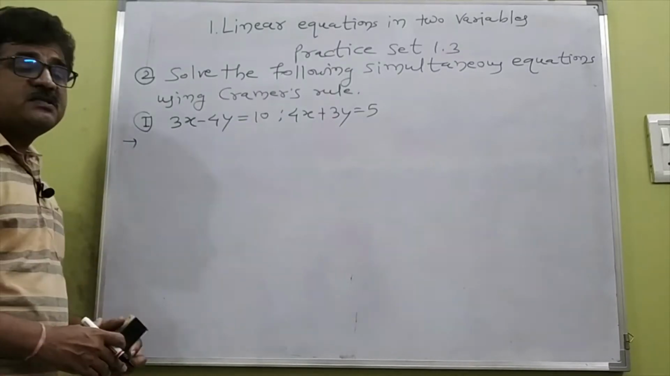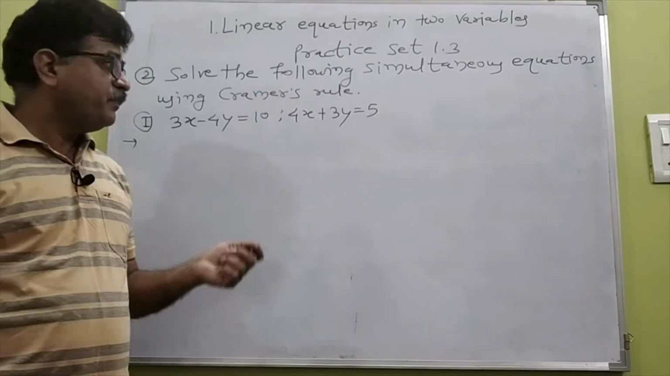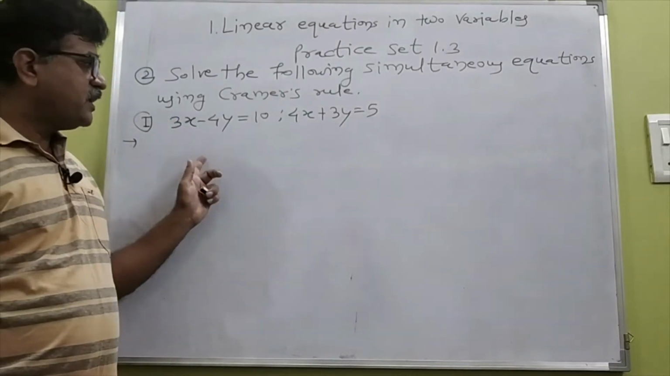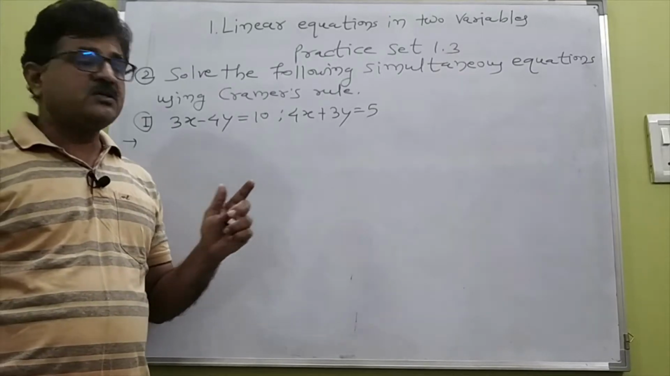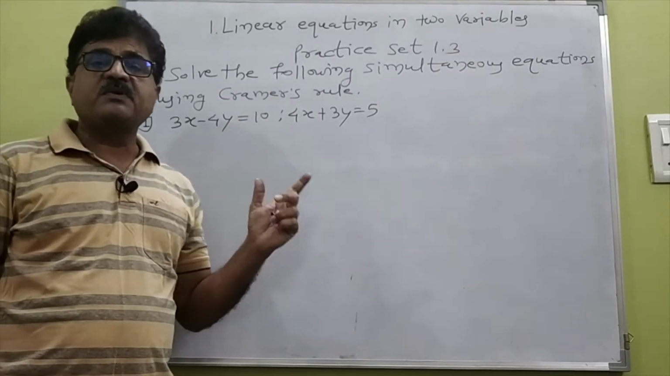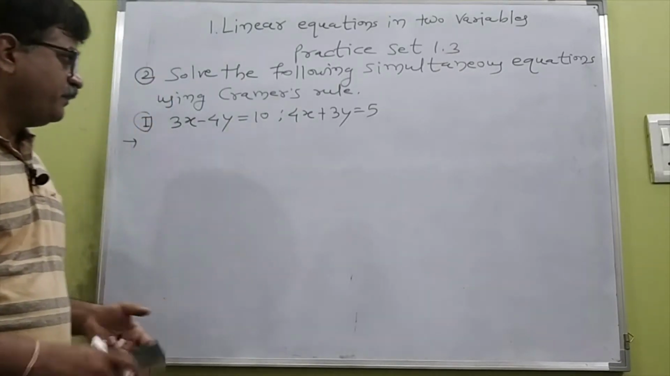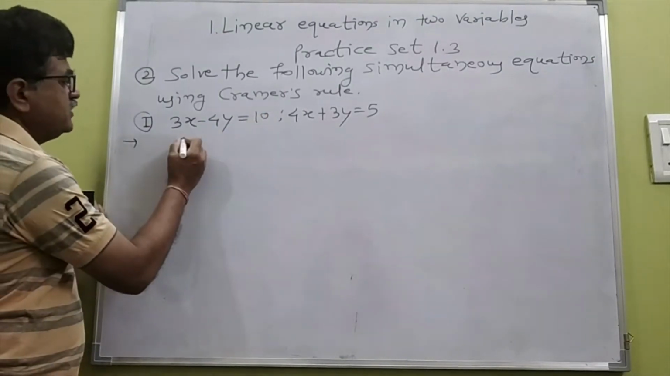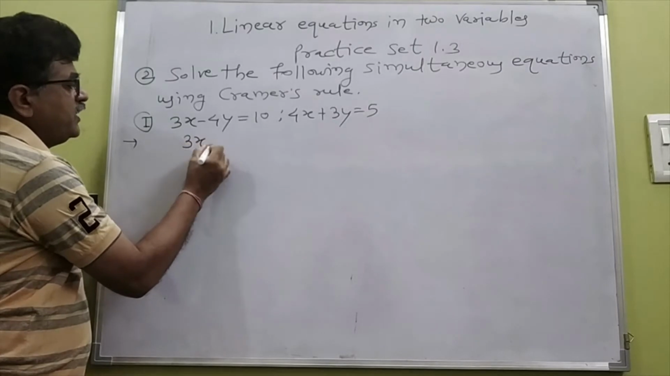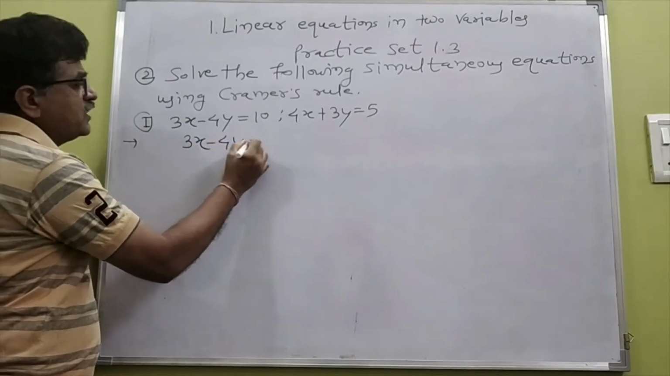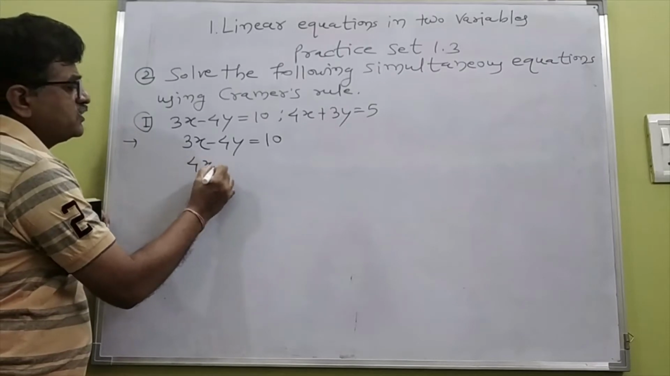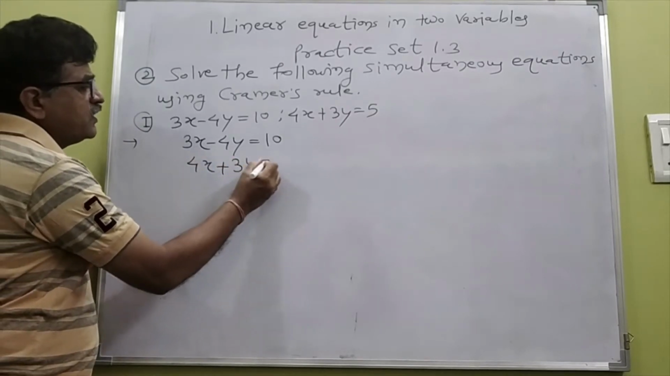Now what is the first step? We know that there are three steps. First step, write down given equations in the form ax plus by is equal to c. Write down given as it is. 3x minus 4y is equal to 10 and 4x plus 3y is equal to 5.